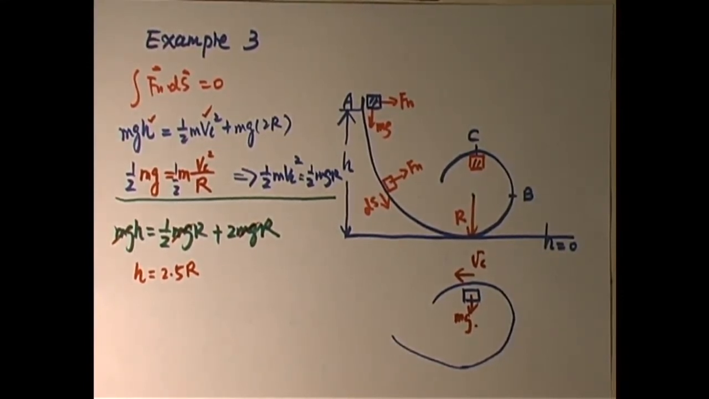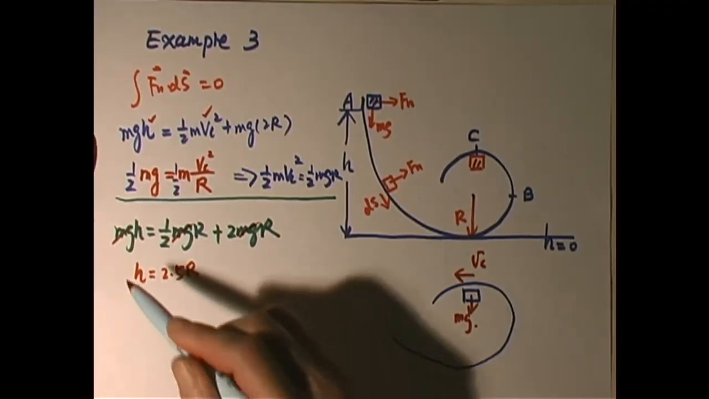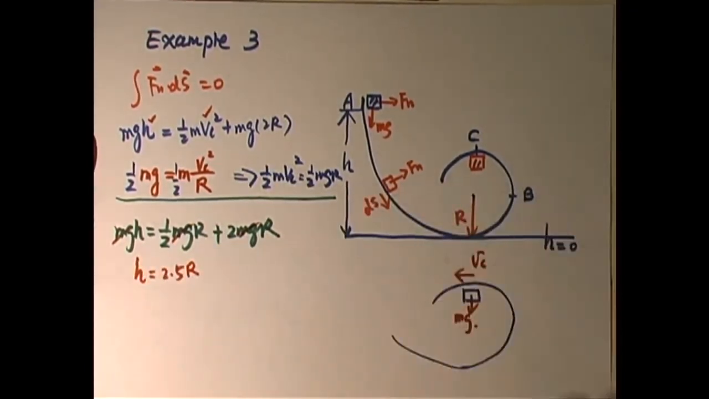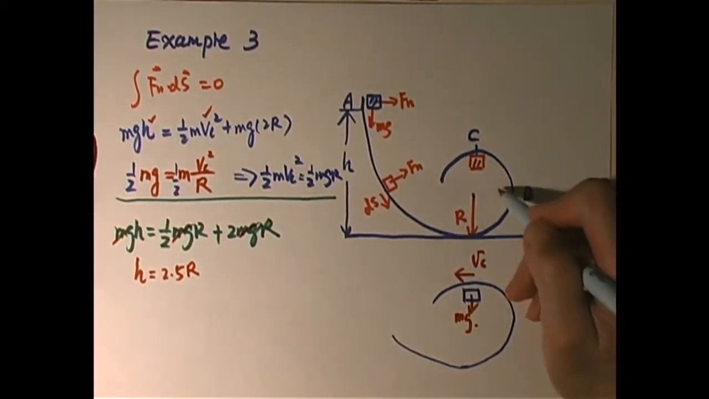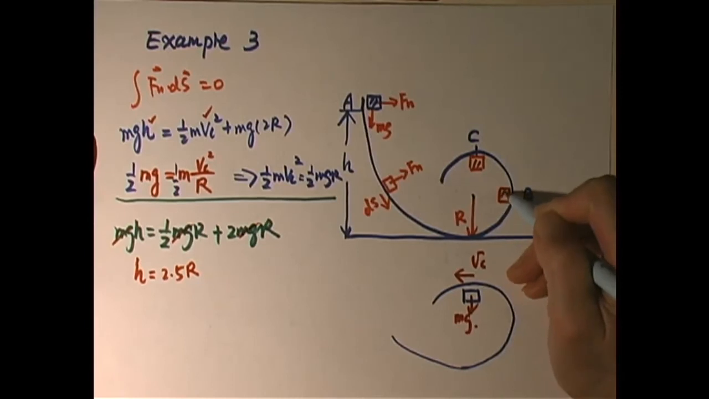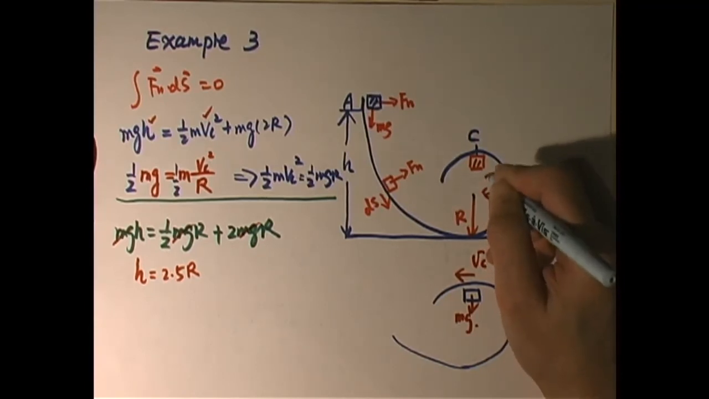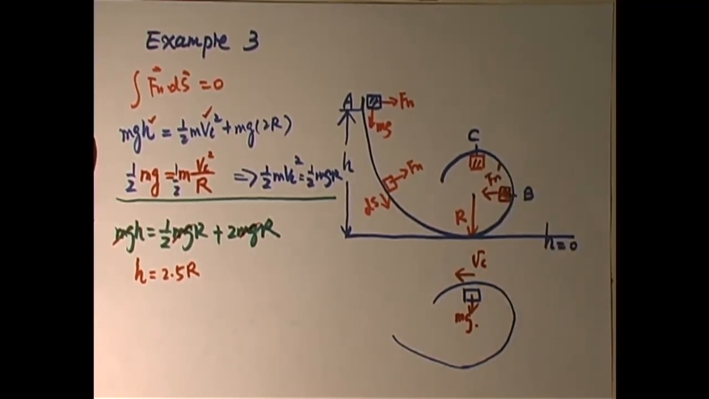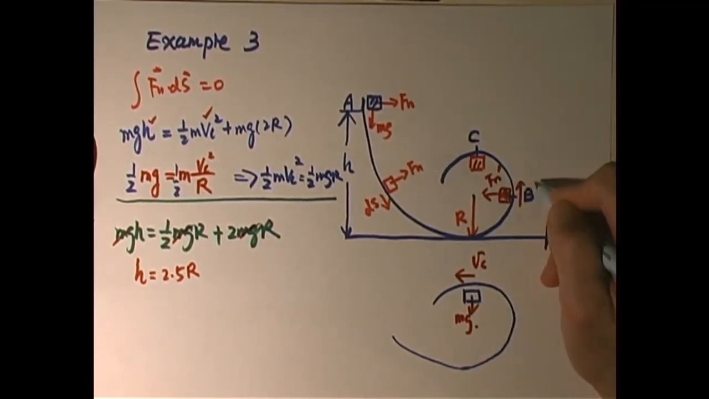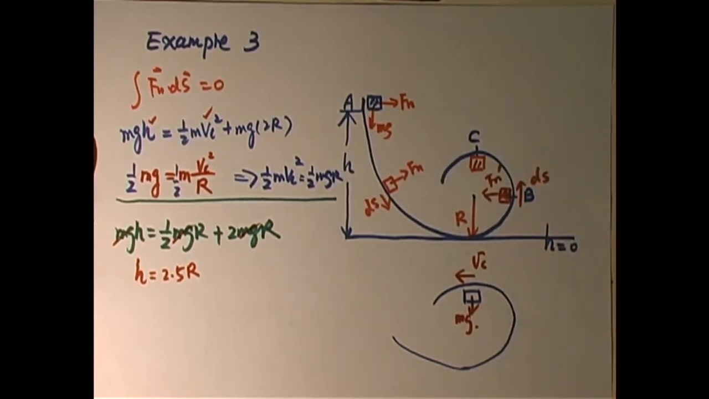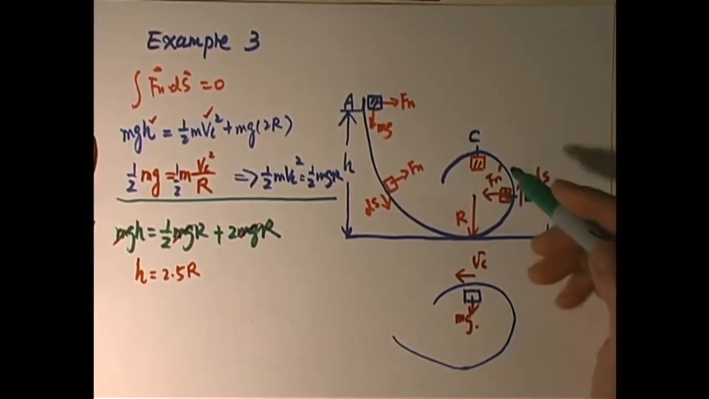Question 2. Let's say we released our block at an initial height of 2.5r. When the block reaches point B, what is the normal force on the block? Obviously, the normal force, let's mark it Fn prime, is perpendicular to the displacement, because the displacement ds is tangential, going up.